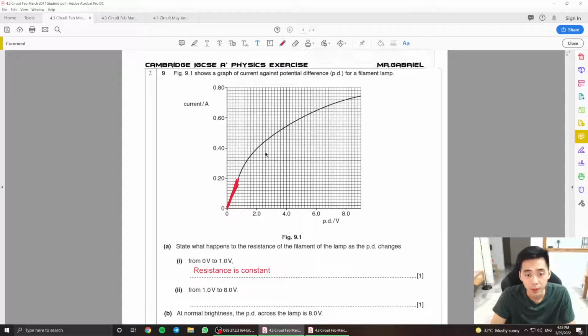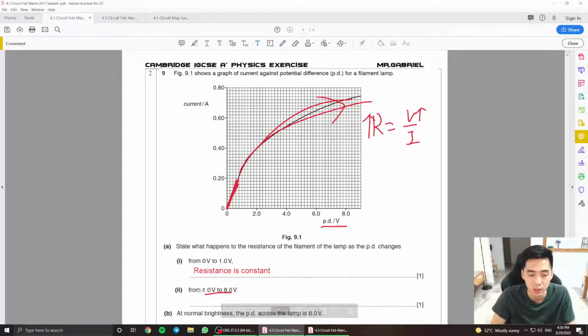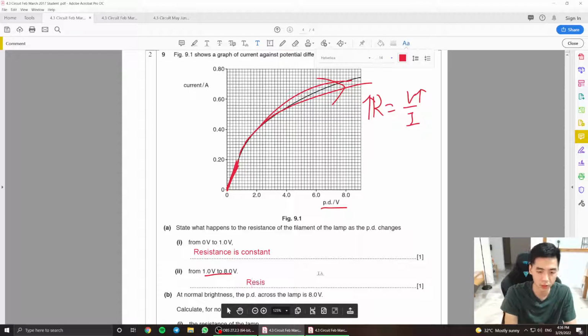Then from 1 volt to 8 volts, which is the next part of the line here, you can see that it's starting to tilt towards the V. If you use the Ohm's law formula again, R equals V over I. Tilting towards V means the voltage increases more than your current. Obviously, your resistance is going to increase here as well. So you're supposed to say resistance increases.